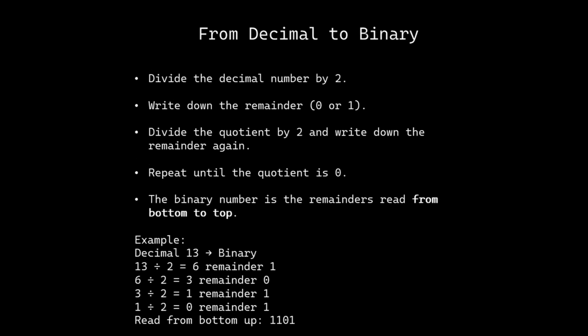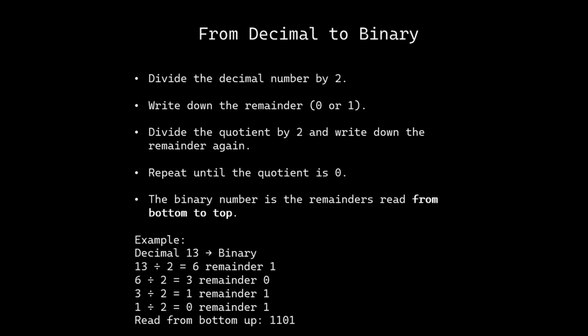Now, the opposite, from decimal to binary. First we divide the decimal number by 2. Then we write down the remainder, 0 or 1. Then we divide the quotient by 2 and write down the remainder again. Repeat until the quotient is 0. The binary number is the remainders read from bottom to top.